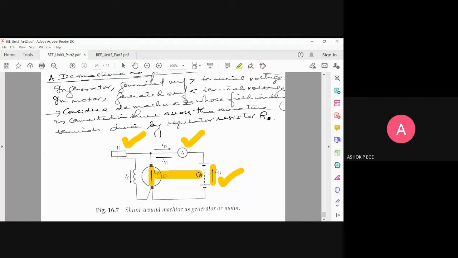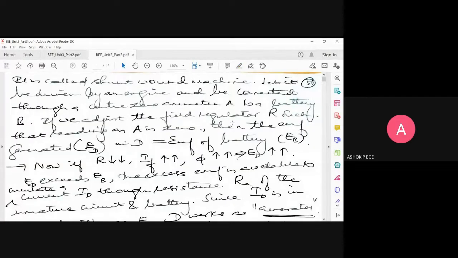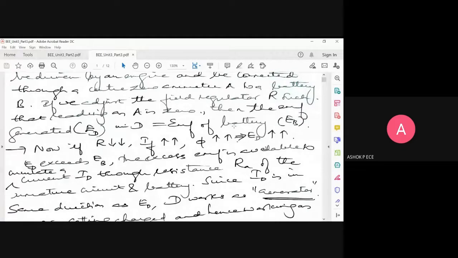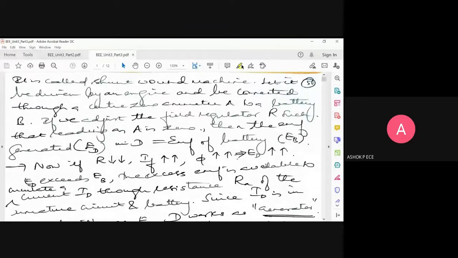If both are the same, it means no loss, no gain. So energy is transferred from your armature to your battery. If one is larger or one is smaller, that is where you call it a DC generator or a DC motor. In the ideal scenario, the EMF generated in D is equal to the EMF of the battery. The battery is given just to show that you have a load. The battery is getting charged because of this generated EMF.